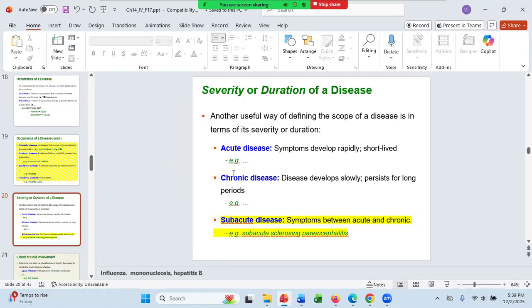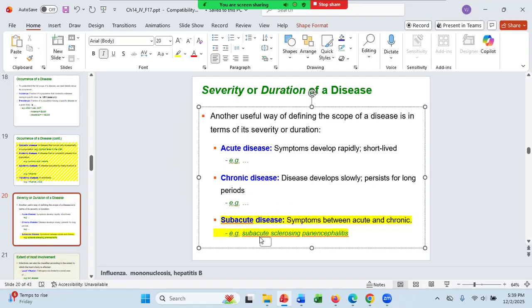Let me state that there are some diseases which are in between an acute disease and a chronic disease. They're called subacute diseases. You don't need to know that because I'm not going to test you on a subacute disease. One example of a subacute disease is subacute sclerosing panencephalitis. I'm sure no one's ever heard of that, but it has disease symptoms in between acute disease and a chronic disease.